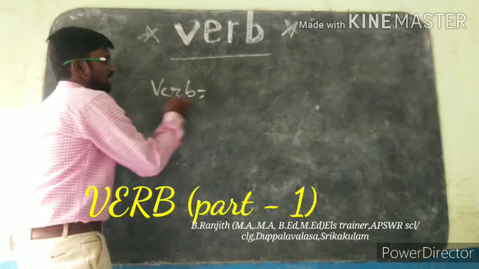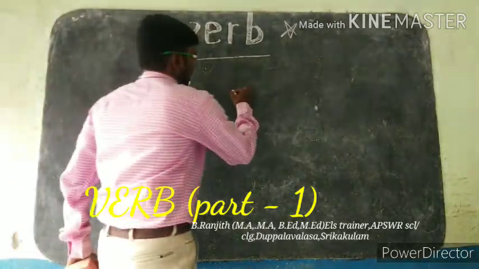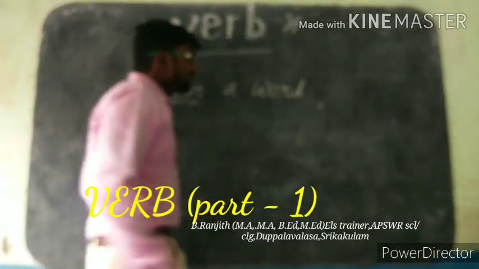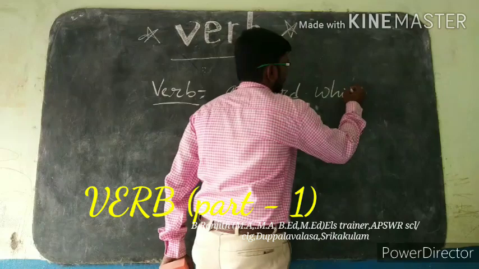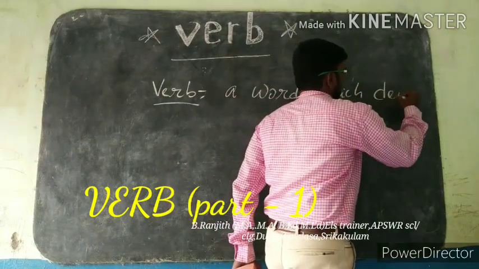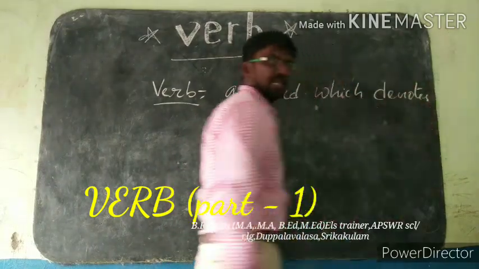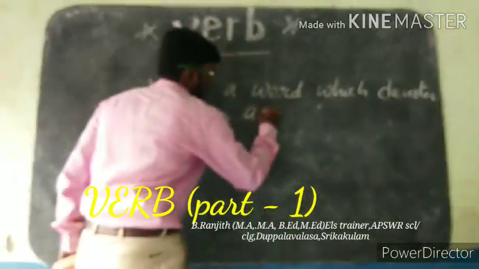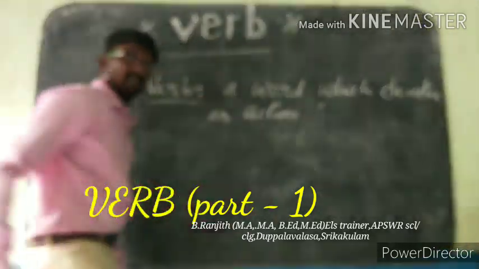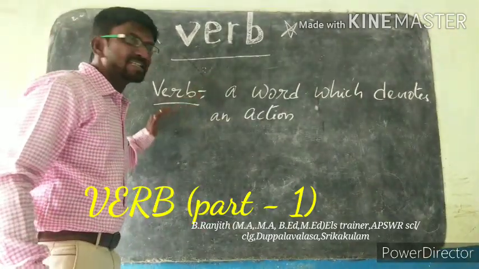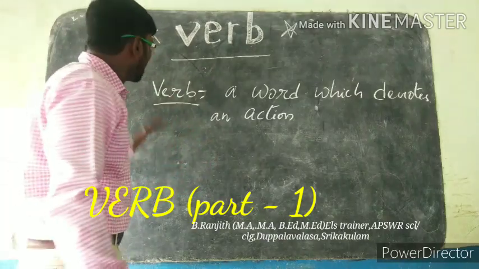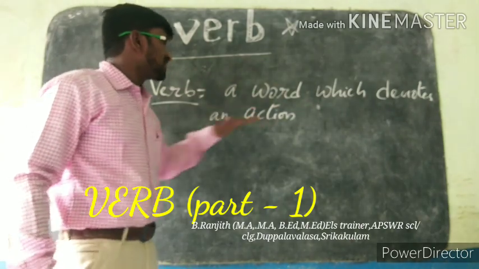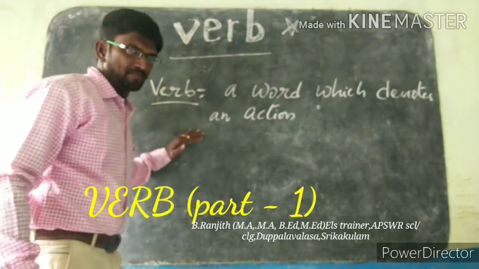Exactly, a verb means a word which denotes an action. A word which denotes an action is called a verb. Actually, a verb is not a work. The word which denotes an action is called a verb.